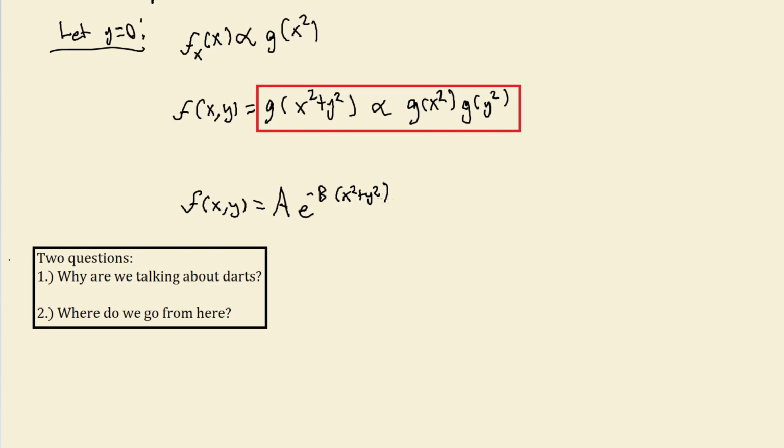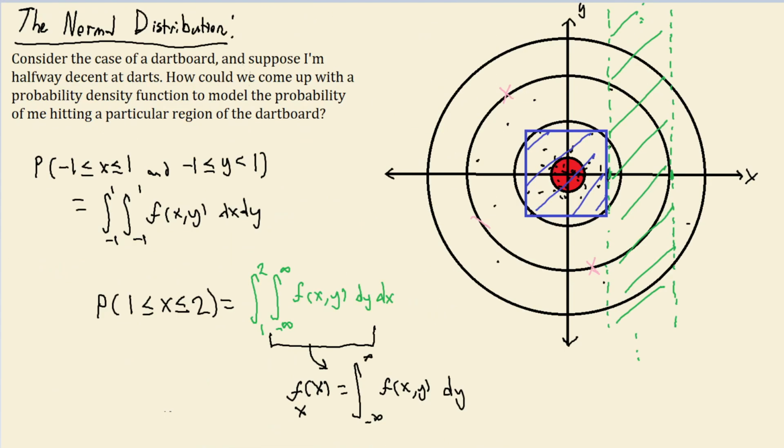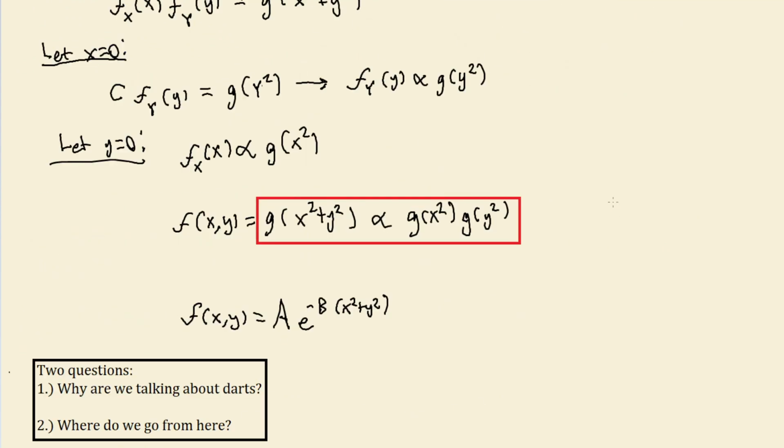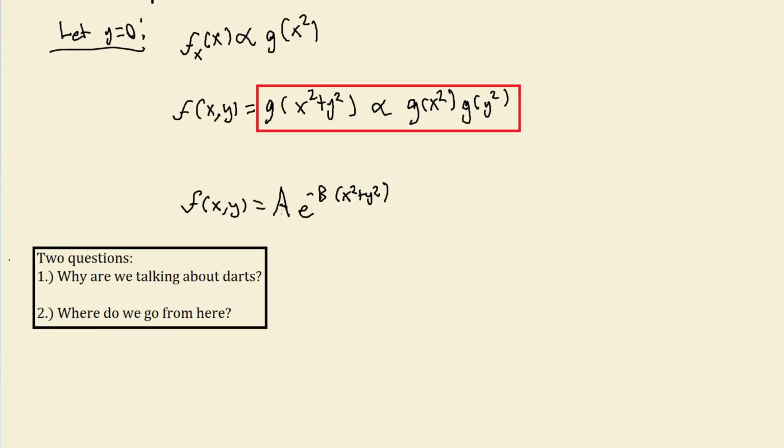In my opinion, it's crazy that we got this far. We started from literally nothing, which is think of a dartboard, let's come up with a probability density function to model the situation. And we did it. We did it by making some assumptions. And so we're going to take this a step further and really solidify this and make it applicable to real life. But the reason that we're talking about darts is because consider the case of something else.